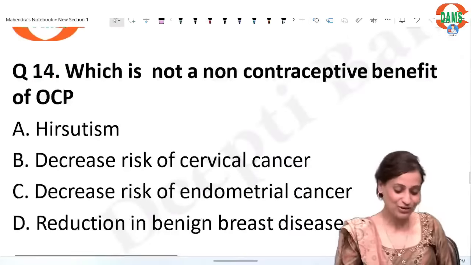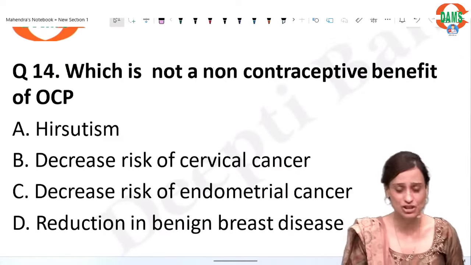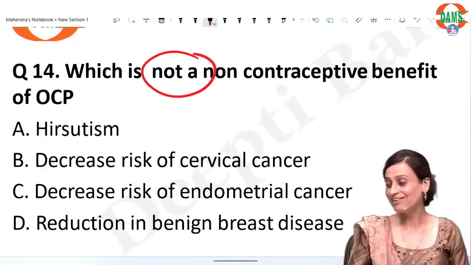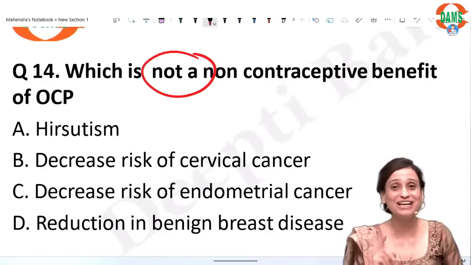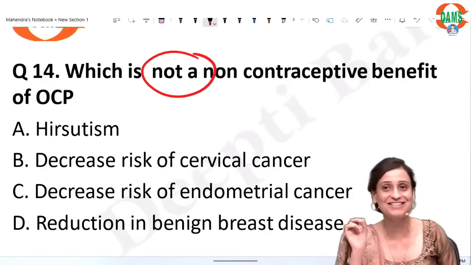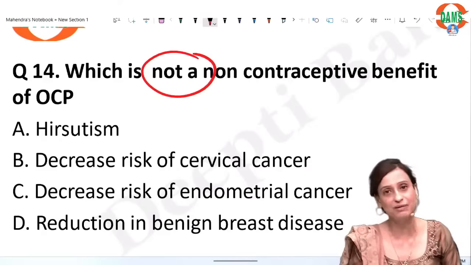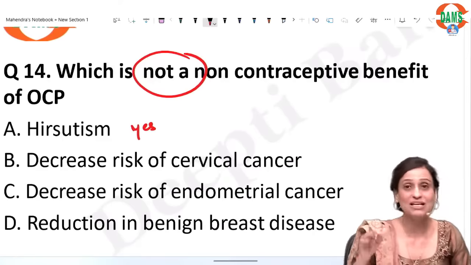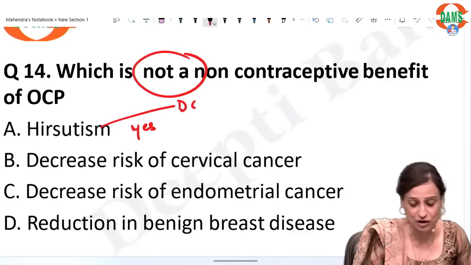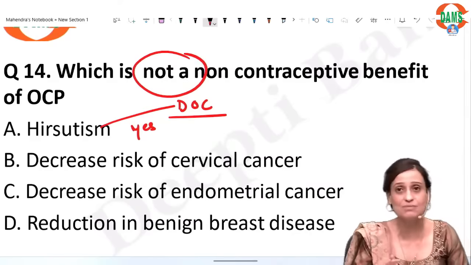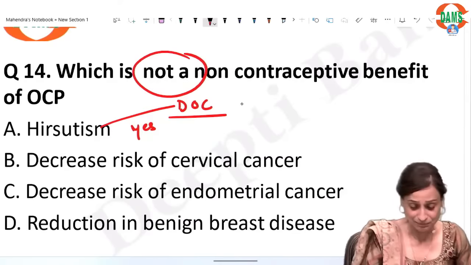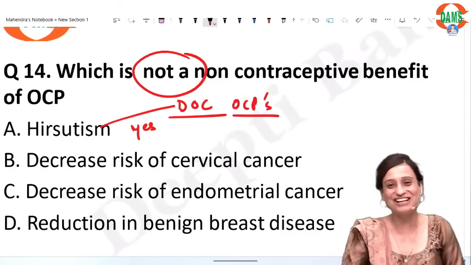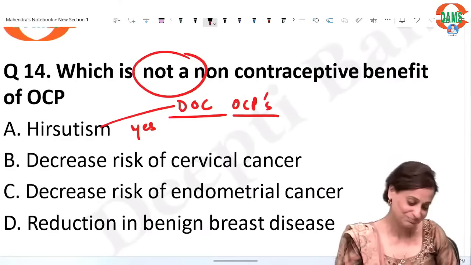So let's see if you can do the next one, which is not a non-contraceptive benefit of OCP. Which is not. So be careful to identify these keywords. Not a non-contraceptive benefit. So is hirsutism a benefit? Yes. OCPs are definitely the drug of choice for hirsutism. Has been a PYQ by itself. Okay. So drug of choice for hirsutism is OCP. Okay.